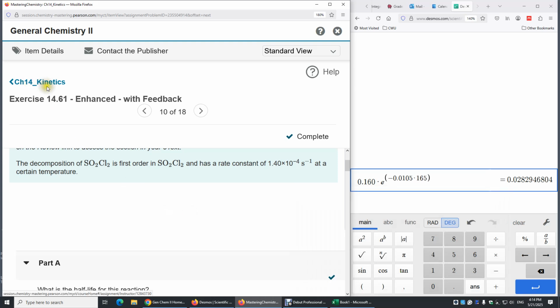Chapter 14, Kinetics, Exercise 14.61. The decomposition of SO2Cl2 is first order in SO2Cl2 and has a rate constant of 1.4 times 10 to the power of -4 per second at a certain temperature. What's the half-life? We are given the value of K, the rate constant. Half-life is just ln2 over K.